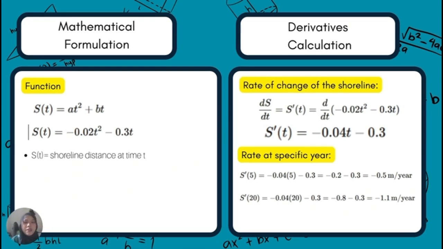For the derivative calculation, to find the rate of change of the shoreline, we calculate the derivative of this function with respect to time. So by using the power rule, for the first term, negative 0.02 t squared becomes negative 0.04 t. And for the second term, negative 0.3 t becomes negative 0.3. So by combining both terms, the derivative of the shoreline function is s prime of t equal to negative 0.04 t minus 0.3.